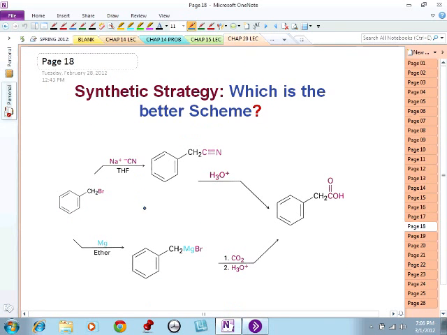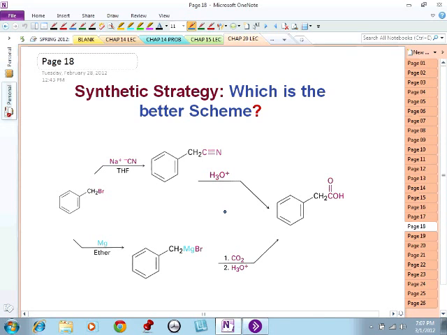Okay, this is just something you want to think of. If you work in industry, the cost is very important. If we gave you these 2 routes here, going from here to here, what route will you choose? Which would be the more efficient route? And what would be the reason?